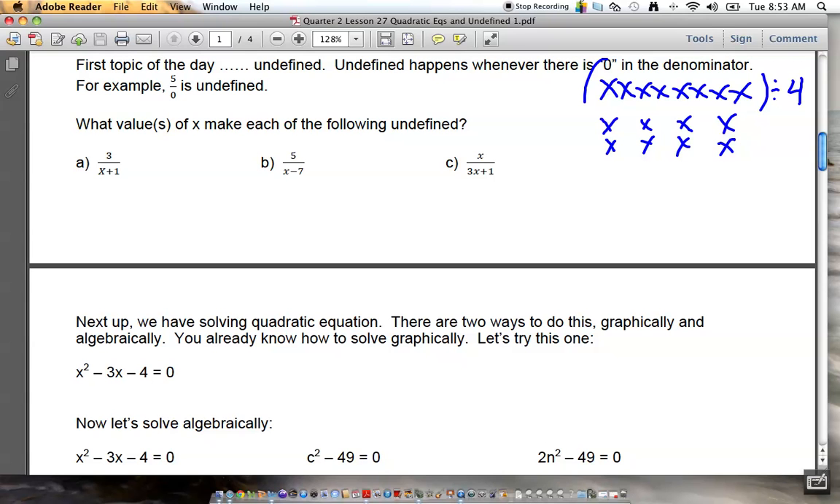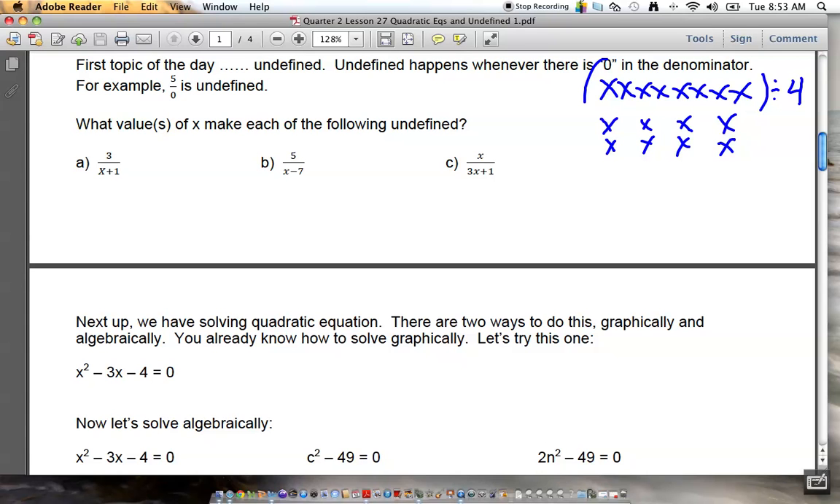Undefined happens whenever there is a 0 in the denominator. For instance, 5 divided by 0 is undefined. Try it on your calculator. 5 divided by 0, and again, you will get an error message, okay? So we want to be able to recognize that circumstance that 5 is being divided by 0. Sometimes you can just look at a problem and figure out, without doing any work, what makes something undefined.